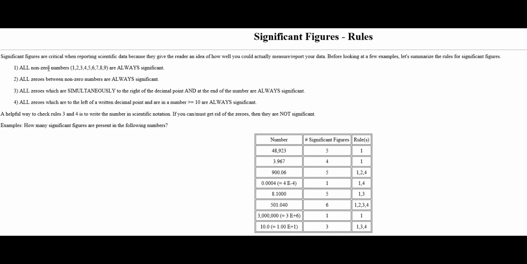Significant figures or significant digits are critical when reporting scientific data because they give the reader an idea of how well you could actually measure and report your data. Before looking at a few examples, let's summarize the rules for significant digits.